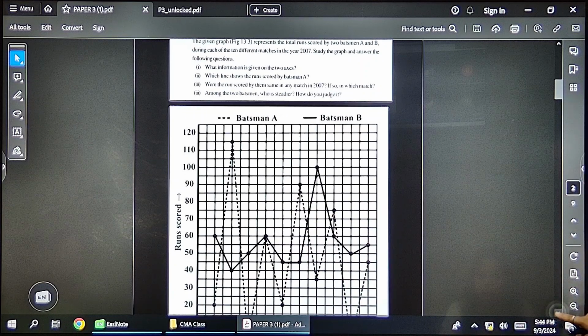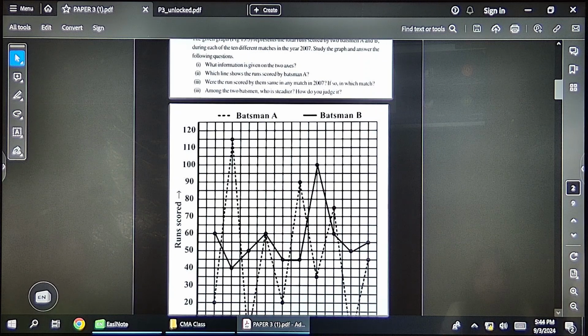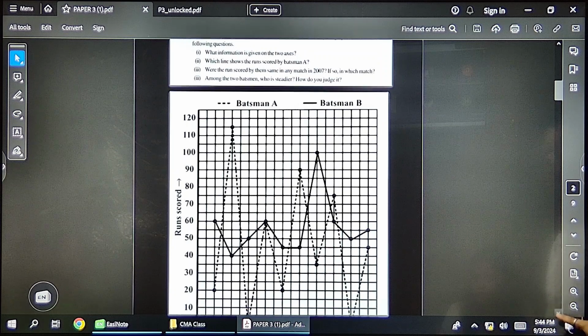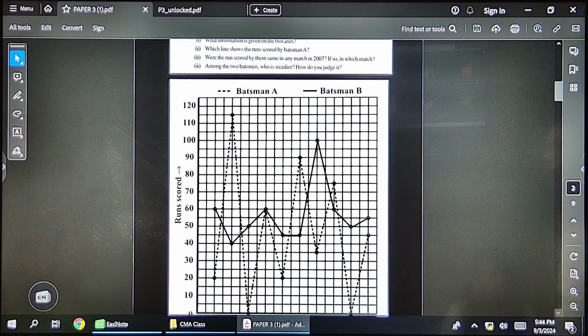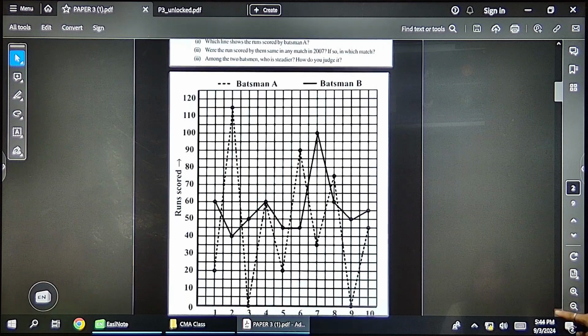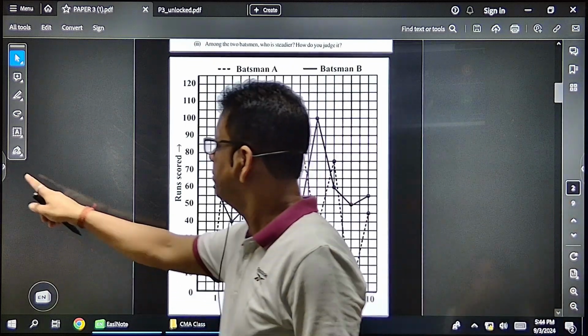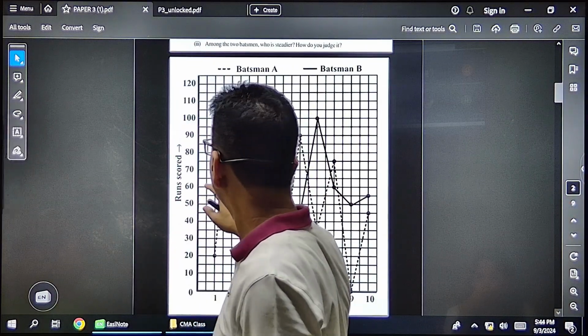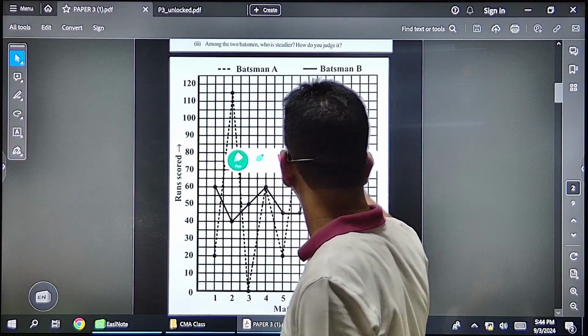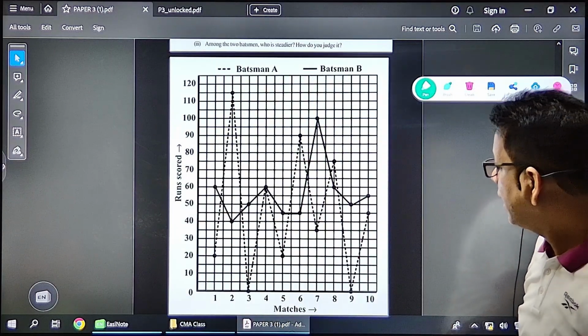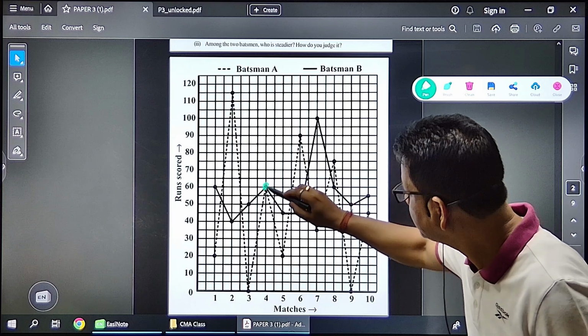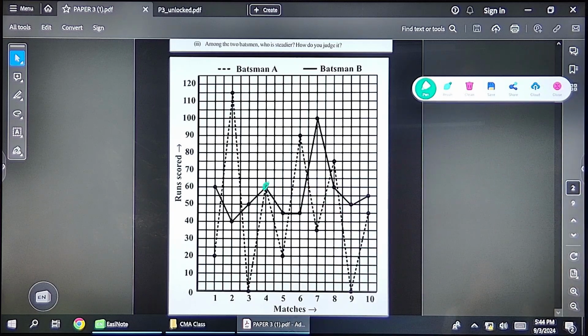The question is, in any match, did they score the same? If so, in which match? If they have scored the same score in one of the matches, you have to find out which match. It may be more than one. For that, what you have to see is the point where both the lines meet on the graph. For example, I can see this point where both the graphs meet. That means both the batsmen made equal scores.